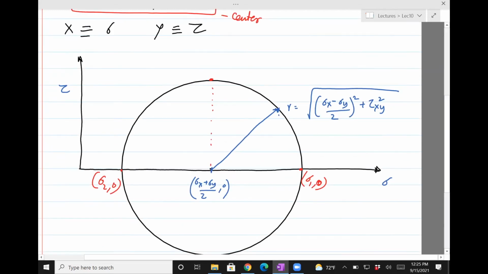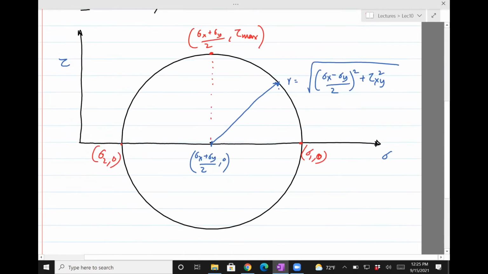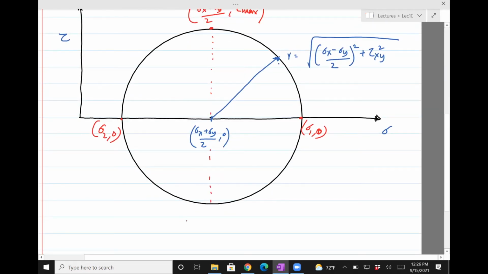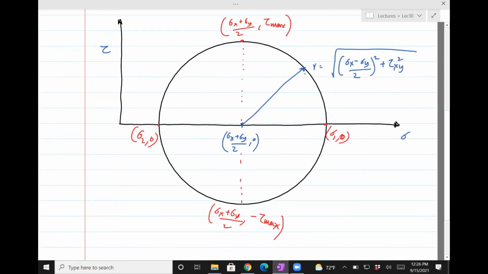Okay, so the coordinates of that point are clearly (sigma x plus sigma y) divided by 2, and this would be tau max. I wrote the tau max earlier. I'll not write it. It's a long expression, but you can look at it there, and I'll resolve problems where it will be clear. So that's the max value. But then there is another point here where it has the maximum magnitude but opposite sign. So (sigma x plus sigma y) divided by 2, minus tau max.